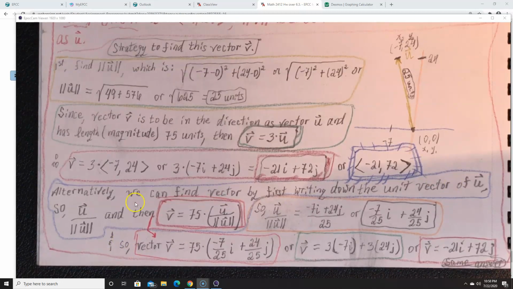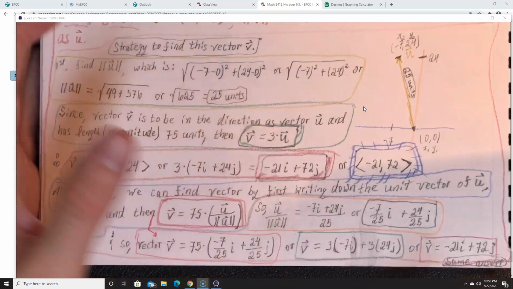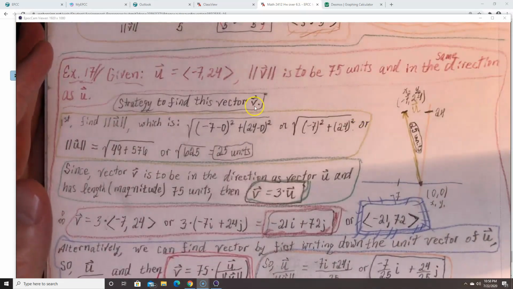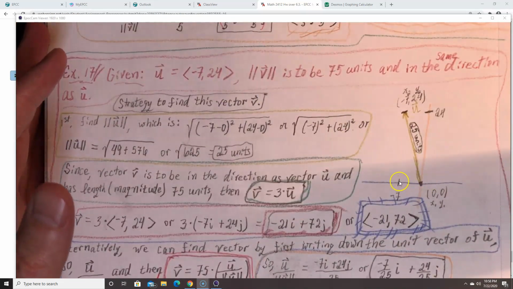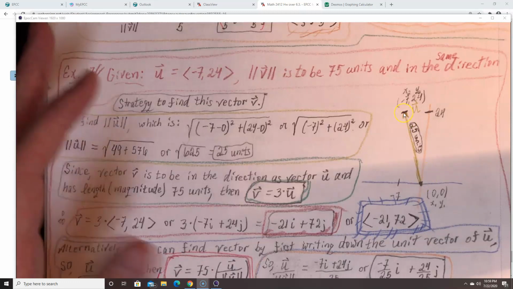So slowing down, alternatively, we could have found this vector that's in the same direction as the first vector, which was this one right here. I don't know if this little rectangle is in the way. I don't think so. But the original vector, negative 7, 24, that was our original vector. They called it vector u. It was 25 units long.